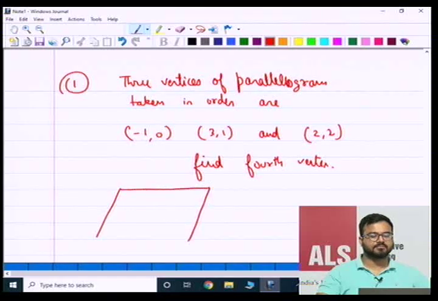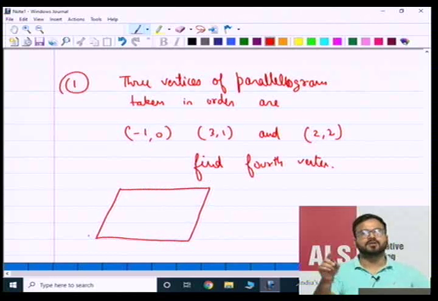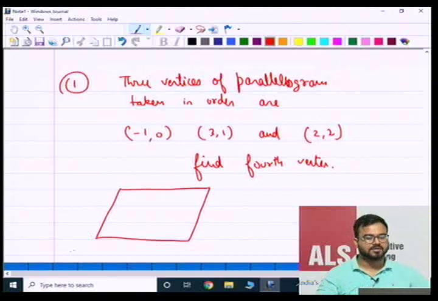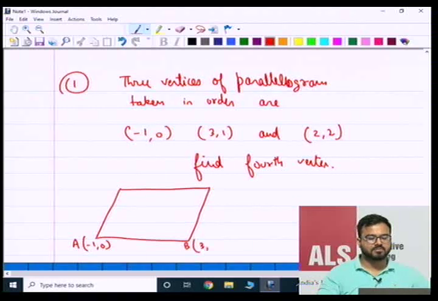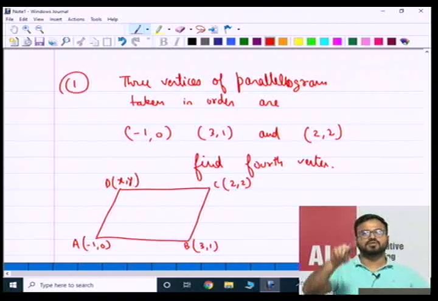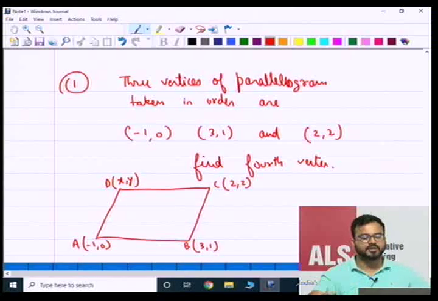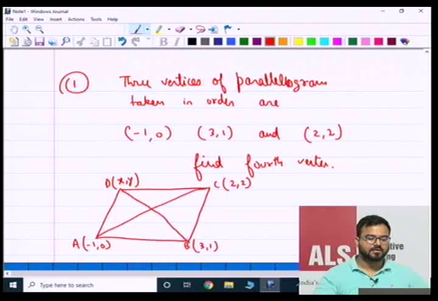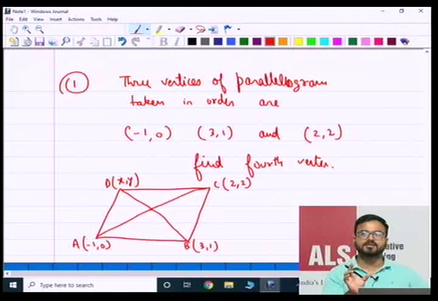This is a parallelogram, and taken in order means in whatever order these are written, it has to be either clockwise or anti-clockwise. So if you are taking A as -1, 0, then B can be 3, 1, and C can be 2, 2. So we just have to find D, x, y. I have taken it in anti-clockwise. You can take it in clockwise also, but make sure it is in order. So we know that in a parallelogram, diagonals bisect each other. The midpoint of diagonal AC will be the same as the midpoint of diagonal BD.